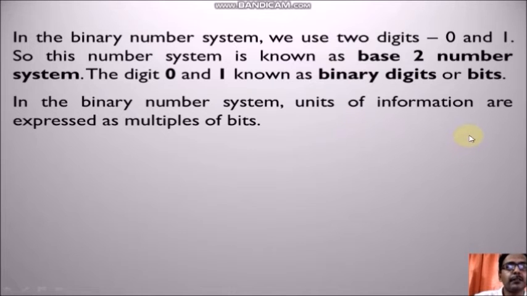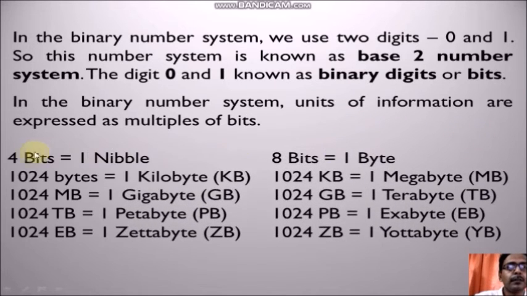So let us see the conversion chart. 4 bits equal 1 nibble. 8 bits equal 1 byte or 1 word also. 1024 bytes equal 1 kilobyte or KB. 1024 kilobytes equal 1 megabyte or MB. 1024 MB equal 1 gigabyte or GB. 1024 gigabytes equal 1 terabyte or TB.